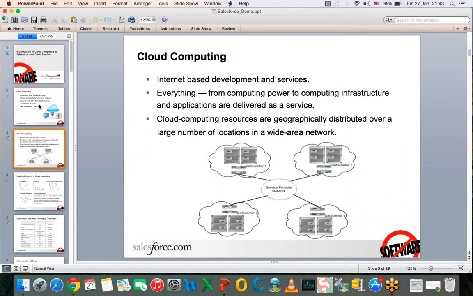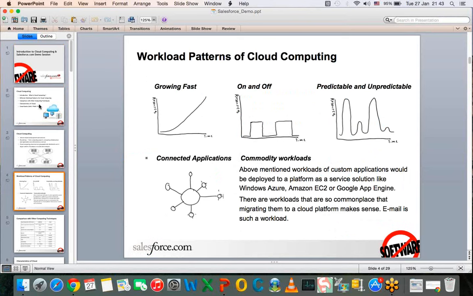So there are resources geographically distributed over a large number of locations, like a wide area network. Everything is connected through the internet, all these data centers. So that's a brief overview of cloud computing. Going into the next slide, we're going to discuss the different workload patterns we have for cloud computing.